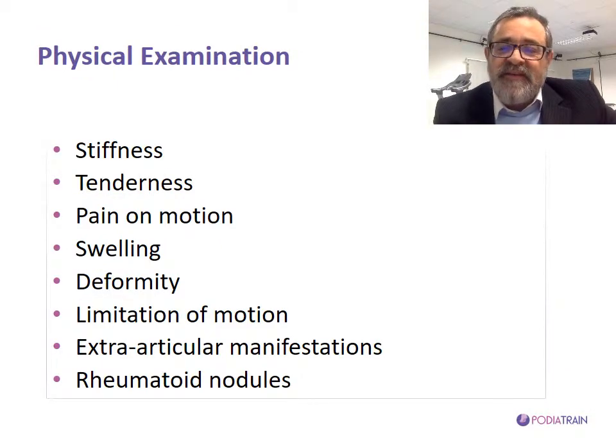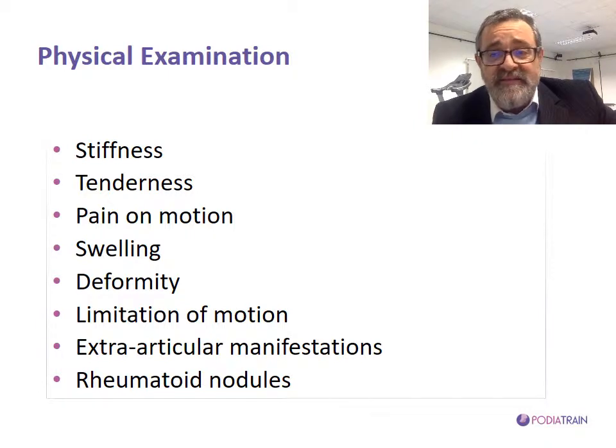During physical examination of the rheumatoid foot, it is of utmost importance to check and record any stiffness, tenderness, pain on motion, swelling, deformity, limitation of motion, extra-articular manifestations, rheumatoid nodules, since all these are signs of disease activity.